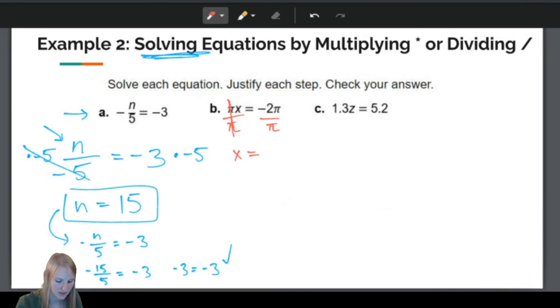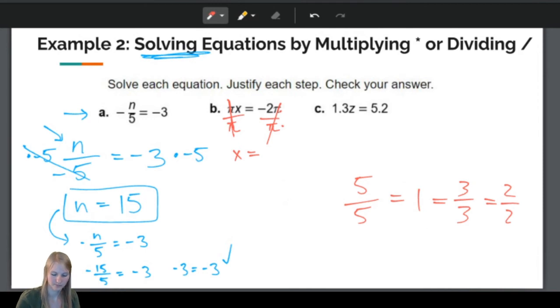X equals, let's see, negative 2 pi divided by pi. Oh, well, hey, pi divided by pi, that's just 1. It's like if I have 5/5, that's equal to 1. Anything divided by itself, 3 divided by 3, 2 divided by 2, it's all equal to 1. So this is just 1, and negative 2 times 1 is negative 2.